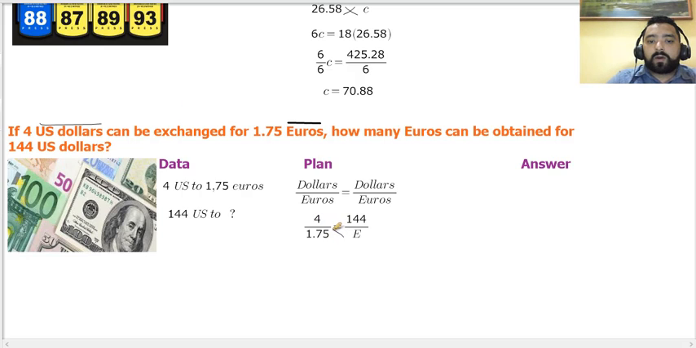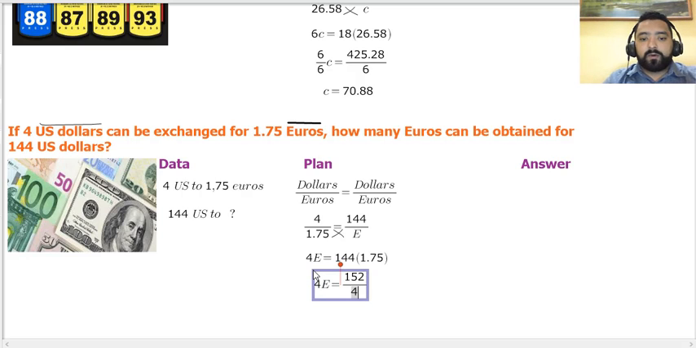So we are going to use the cross multiplication in this case, and we are going to have E times 4, it's going to be 4E. That means euros, right? And 1.75 times 144. And then you have to solve this situation, and you're going to have 4E equal, and you multiply 144 times 1.75 euros.